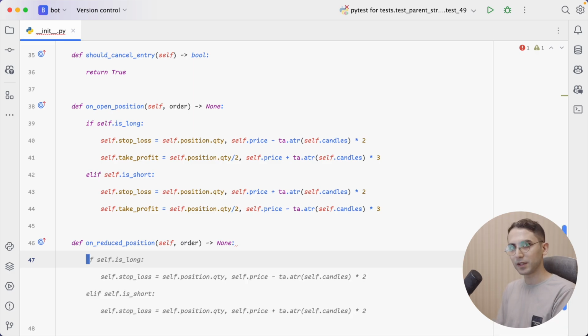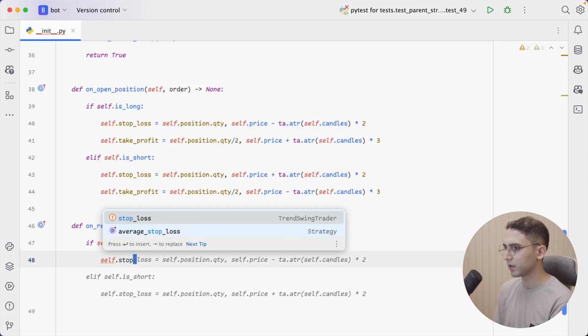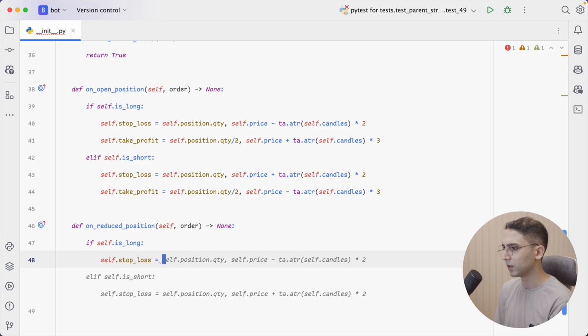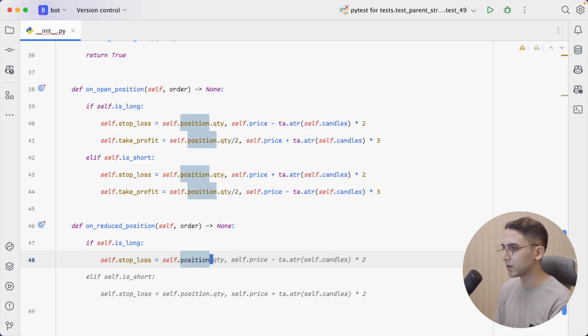Now, this event method will get triggered right after the size of my position gets reduced. Now notice the word reduced here. It means it's not closed, it's just reduced. In our case, it will get reduced in half. So if that's the case, I'm going to say if it's a long position, my stop loss is going to be the quantity of my position at this point in time, which is going to be self.position.qty. And as for the price, I want it to be at my entry price.